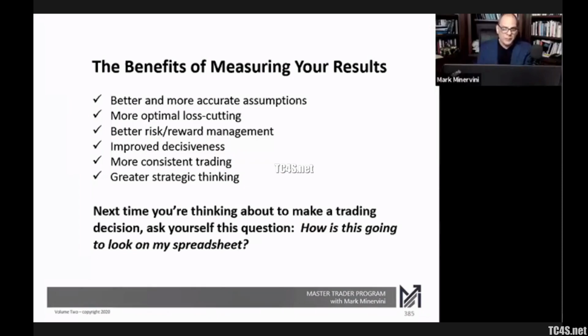You're going to make very decisive decisions because you're going to know the numbers. And this is where the numbers and the spreadsheet come into your trading. I'm going to show you how you bring that into your trading. Very simple. The next time that you're about to make a trading decision, you ask yourself a very simple question: how is this going to look on my spreadsheet?